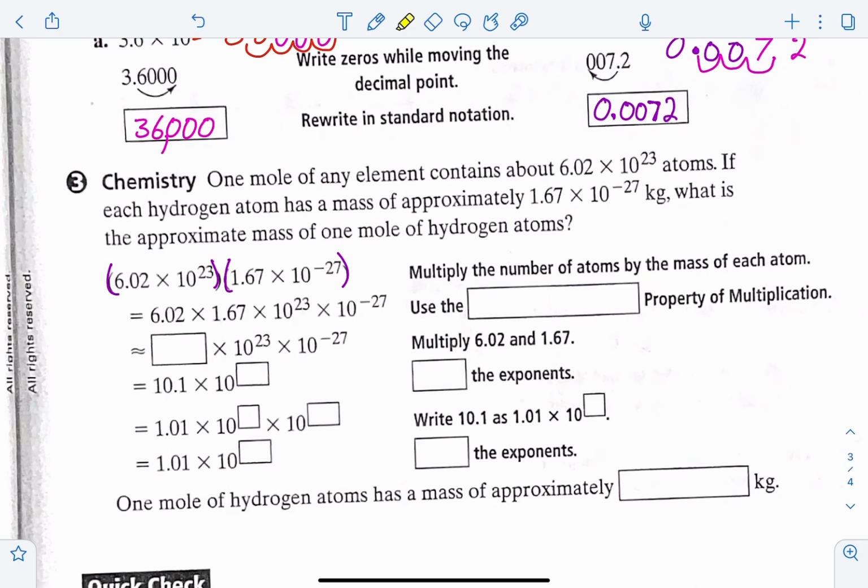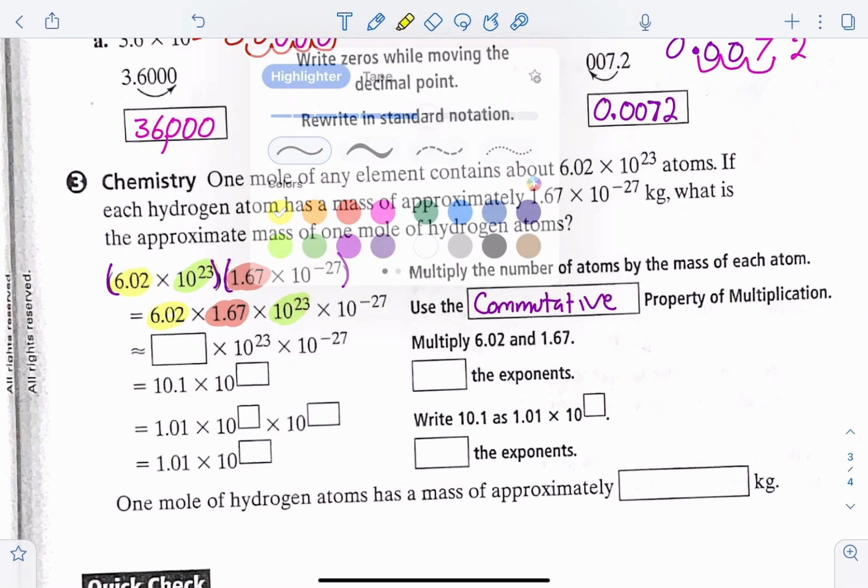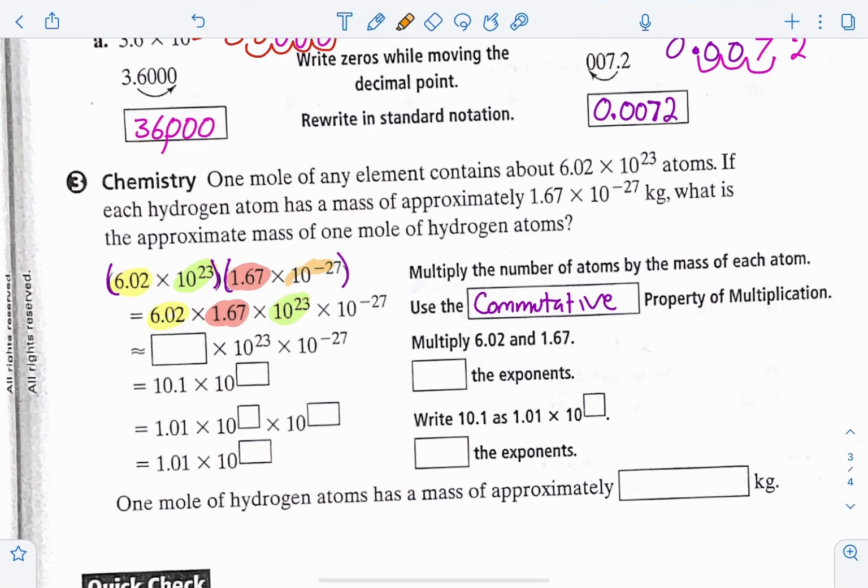Step 1, we're going to use our commutative property where we put all the things that are the same together, right? So we're going to take 6.02 and put it there. We're going to take 1.67 and put it here. We're going to take 10 to the 23rd and put it here. And then we're going to take 10 to the -27 and put it here. So again, all I did was sort out my two number factors and my two exponent factors and put them in order. Now, I can do the math for those two number factors.